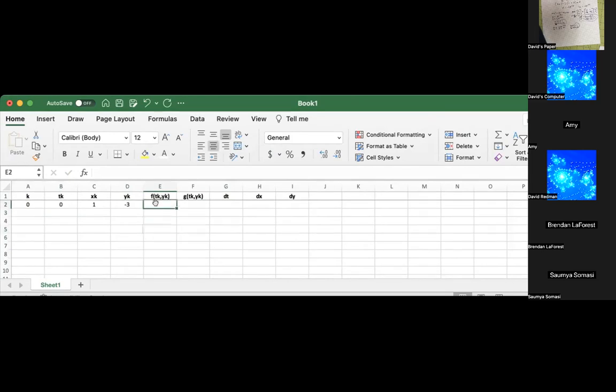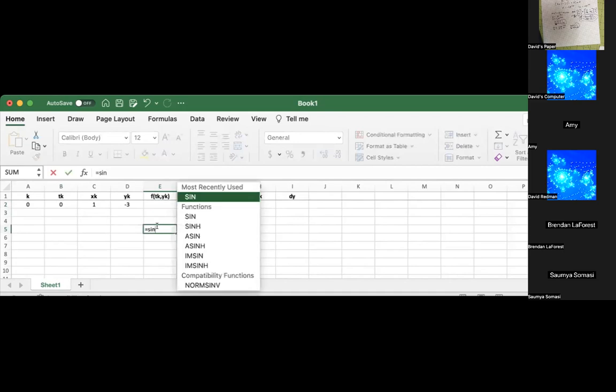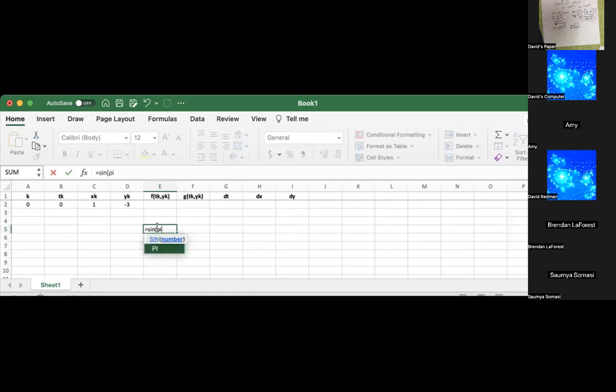F of TK, YK should be the sine of Y. Now, I'm going to have to check how Excel deals with radians. So if I say to Excel sine of pi over 2, and I have to say PI in capital letters with open parentheses, because I'm calling a function called PI in Excel. And what is sine of pi over 2? Ordinarily, sine of pi over 2 is 1. So Excel is thinking in radians. Okay, I'm happy with that. So I can say to Excel equals sine of this cell. I think I should be able to get away with that.